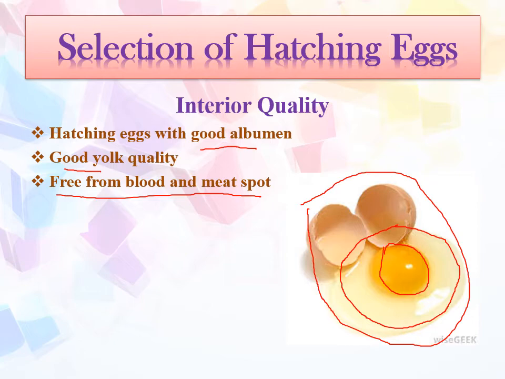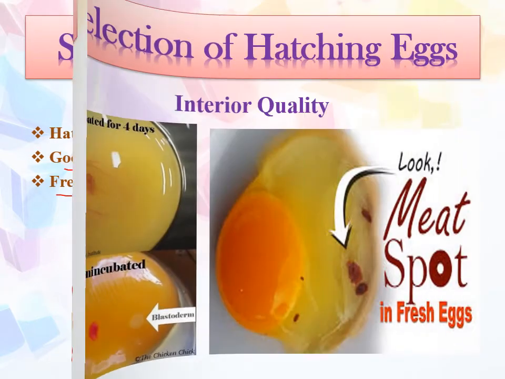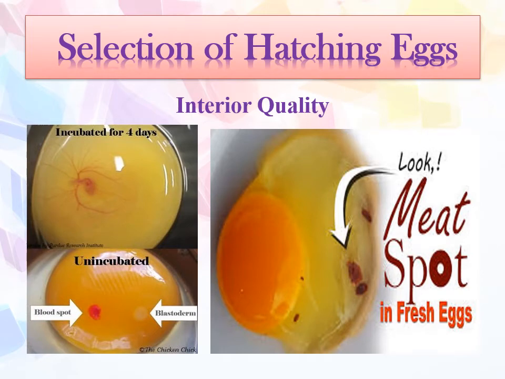So what are these blood and meat spots? Here you can see by candling this type of blood drops on the yolk. It is called a blood spot. And this is the meat spot. It is found generally in albumin. So if these types of eggs are there, they should not be selected for incubation. How these blood spots and meat spots occur, we will learn later.